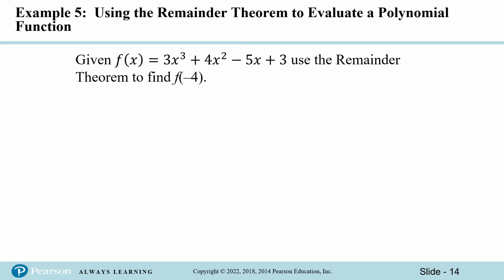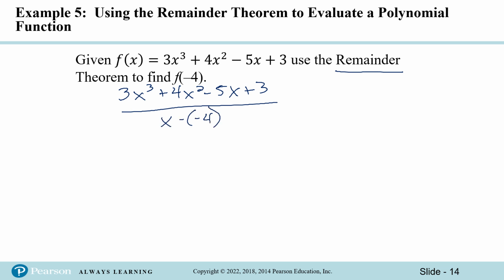Okay, so we have f of x is equal to 3x cubed plus 4x squared minus 5x plus 3. They want us to find f of negative 4. They do not want us to take negative 4 and plug it in for x. What they want us to do instead is use the remainder theorem. So, if we were to divide 3x cubed plus 4x squared minus 5x plus 3 by x minus a negative 4, we would end up with the remainder. The remainder of this division would give us f of negative 4.